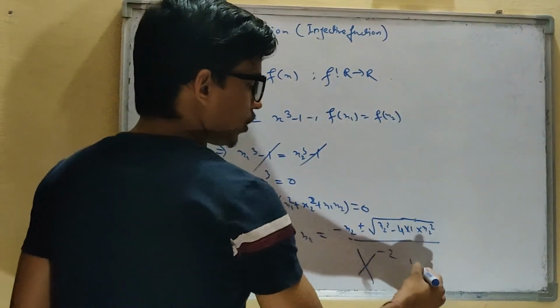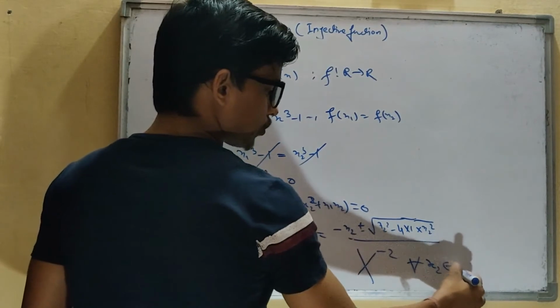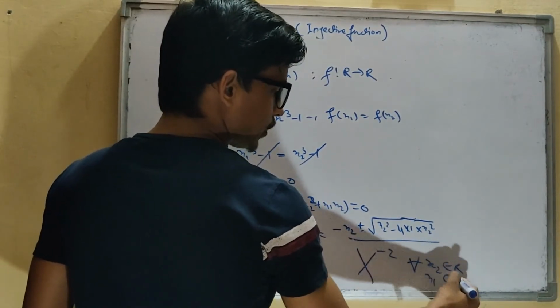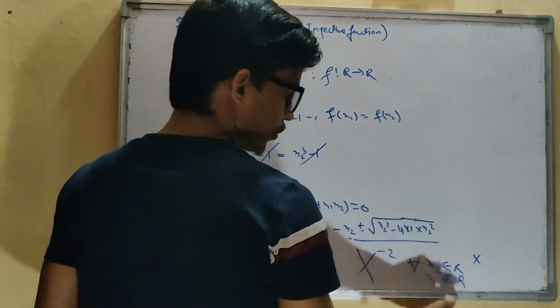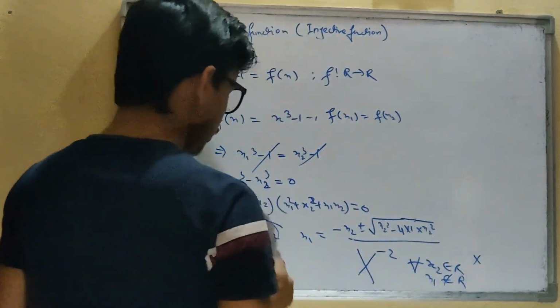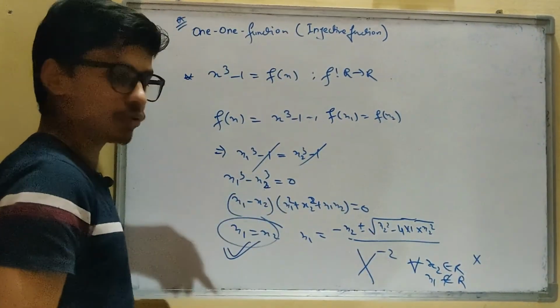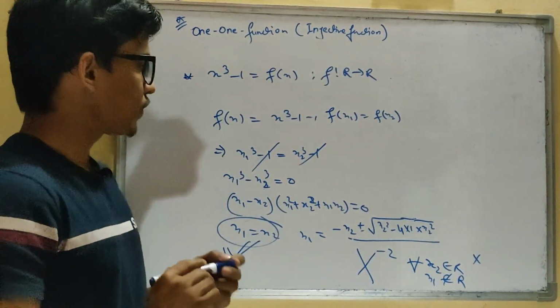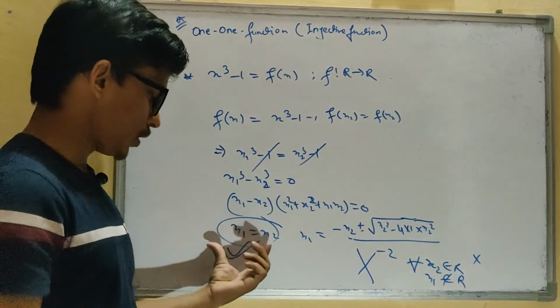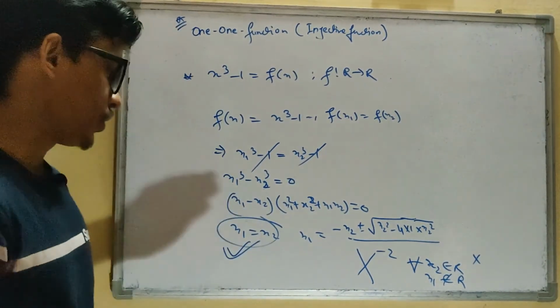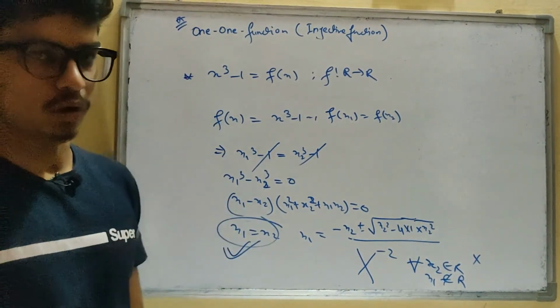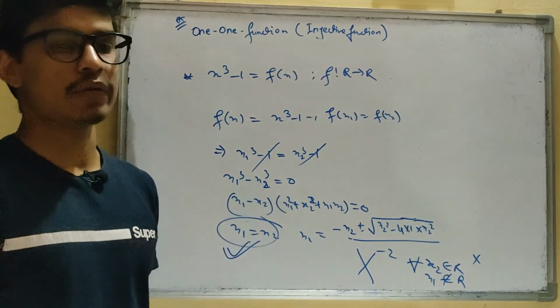For all x2 belonging to R, x1 doesn't belong to R. So that is why it will be discarded. You have to write it in words. So there is only one possibility, that x1 equals x2. By solving these, I am able to get only one value, meaning x1 equals x2. So that is why this function is one-one. This is how you have to check one-one.